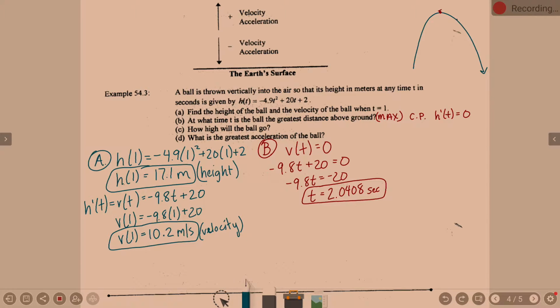So we want C. How high will the ball go? So we would just plug that time back into the position equation, right? Okay, so this is the time the ball will be the greatest distance above the ground. How high will it go? Well, we need to know the height. So at this time, what is the height? So yes, you are finding h of 2.0408.